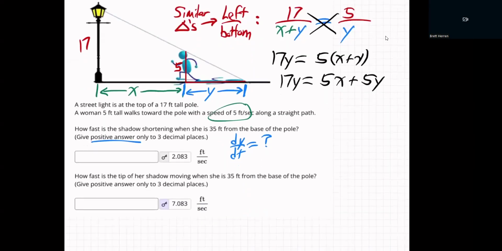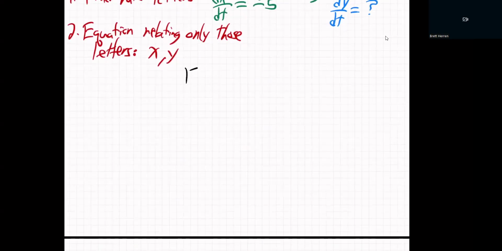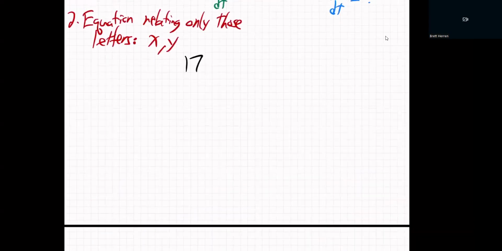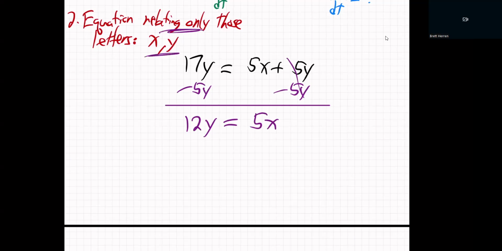Now, let's go for it. 17y equals 5x plus 5y. Oh, wait, I can clean that up. Subtract 5y from both sides. I didn't even notice that till now. Boom. So we've got 12y is 5x. Nice. So there's a simple relationship relating only x and y. Very nice. Very elegant.